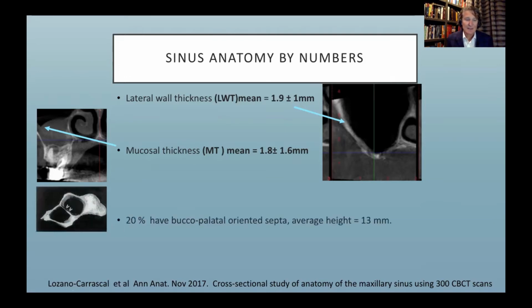And the other thing that the sinuses have is they have this cross-sectional septa. So it's like little ridges within the sinus, and that can make doing the elevation very difficult.